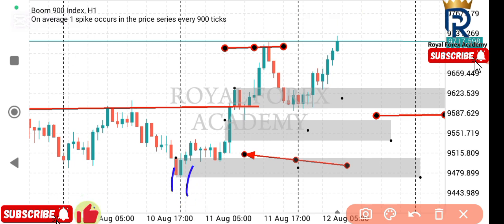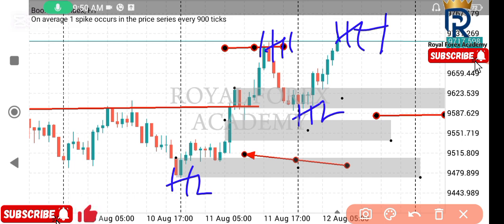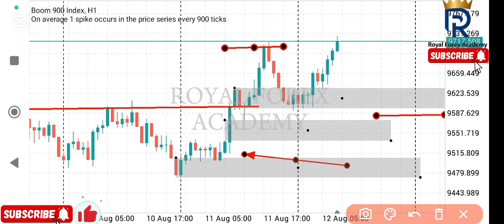Now we are having higher low, right? Higher high. Now look at it. We have a new higher low now, and this is our new higher high. So now if I am to draw a line, this is what we are having now. Can you see that? So this is our recent price structural movement.